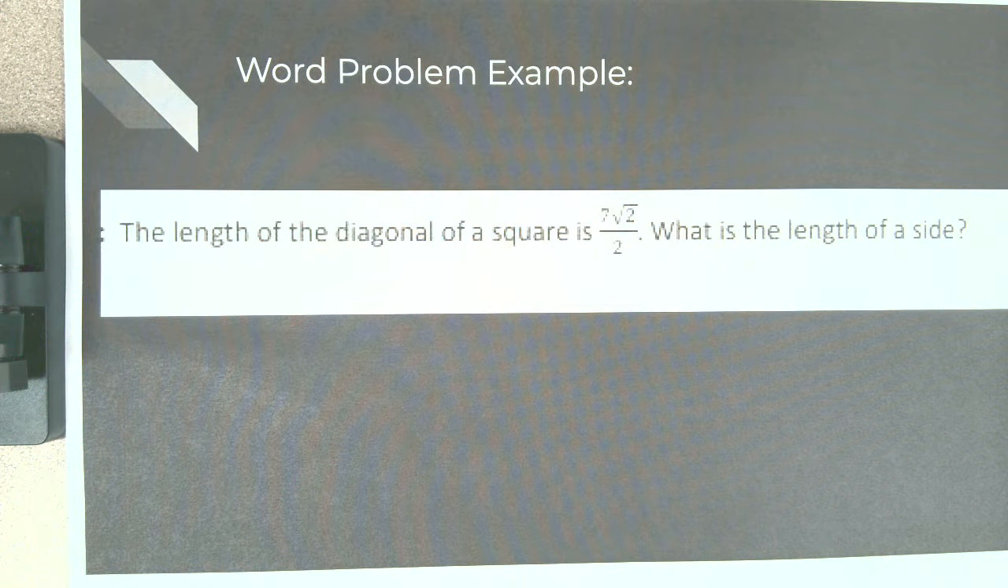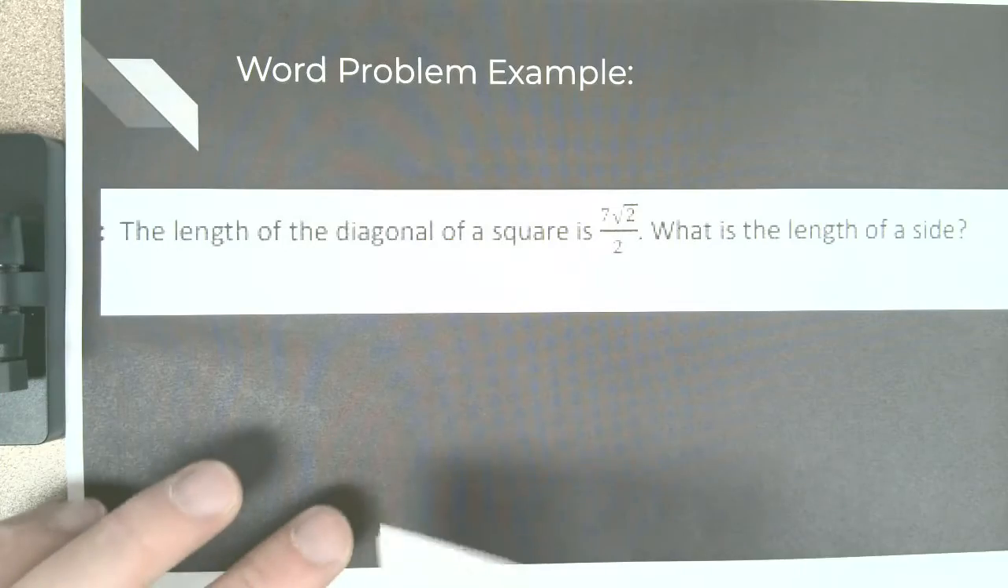Okay, so we're going to kind of do some application today with our problems. And again, these are 45, 45, 90, and 30, 60, 90 application problems. So here's the first one. It says the length of the diagonal of a square is 7 radical 2 over 2. What is the length of a side?